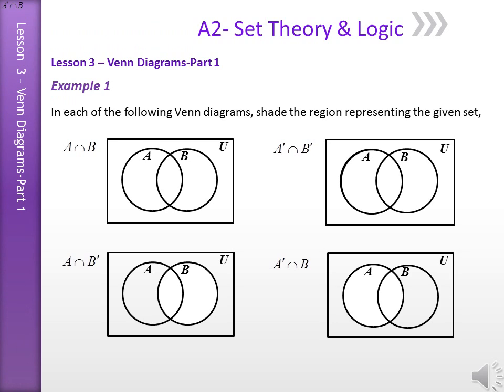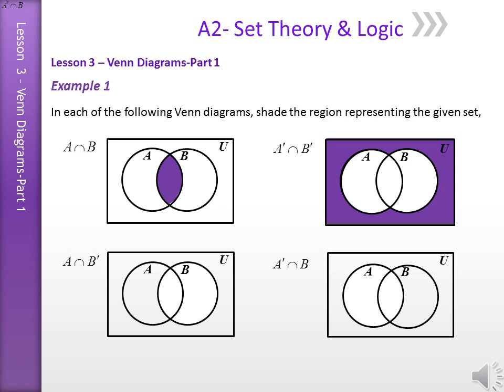Example 1. In each of the following Venn diagrams, shade the region representing the given sets. A intersect B. Which region would this be? This would be the region that overlaps between set A and set B. Let's look at A prime intersect B prime. So these are the elements that are not in A and not in B. So this would be the region that is inside the rectangle but outside of the circles.